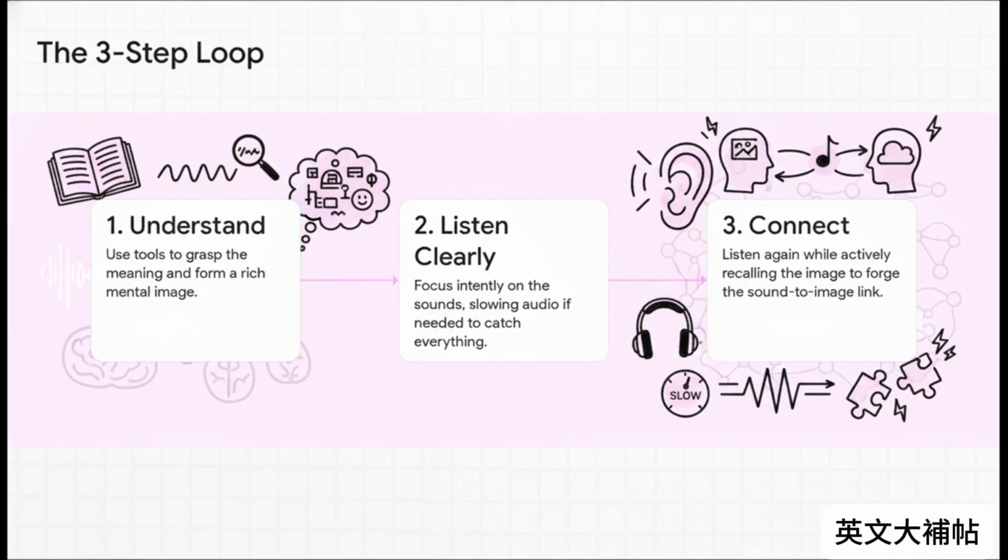First, understand. Use whatever you need, subtitles, a dictionary, anything to get the meaning and build that rich mental image. Second, listen clearly. Now forget the meaning and just focus on the sound. Listen over and over, slow it down if you have to, until you can really hear every little sound. And finally, step 3, connect. Listen one more time, and as you hear the words, pull up that mental image. That's the step that builds the bridge.